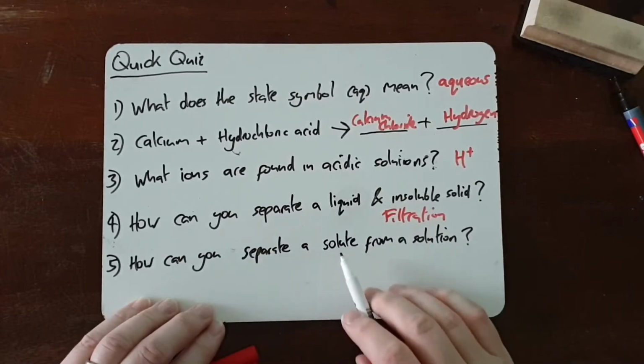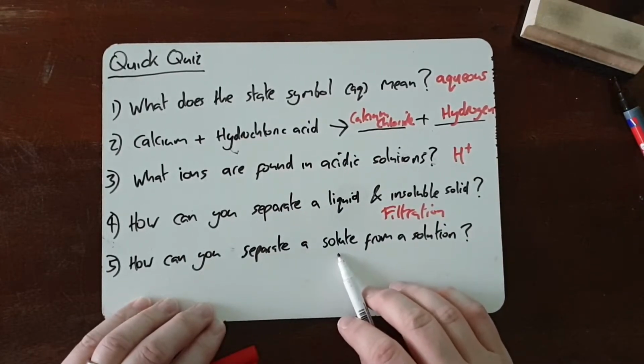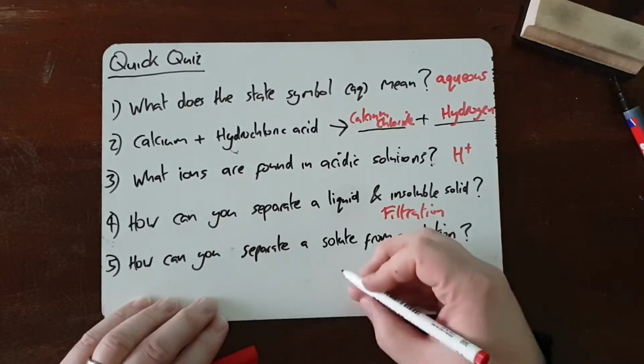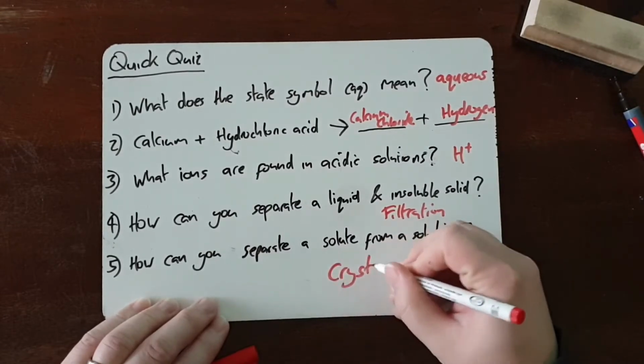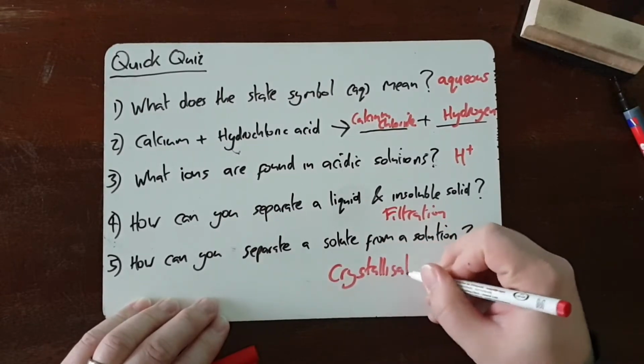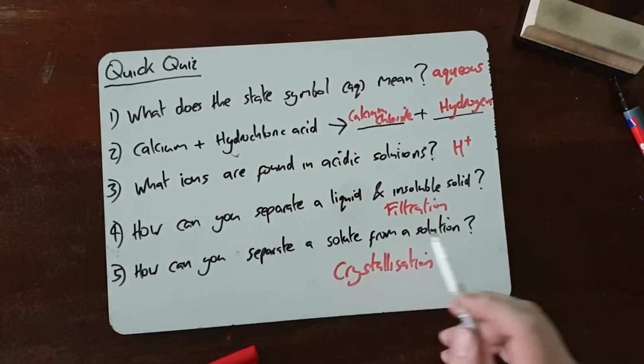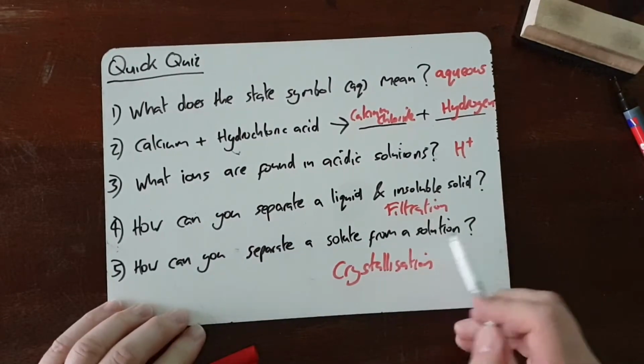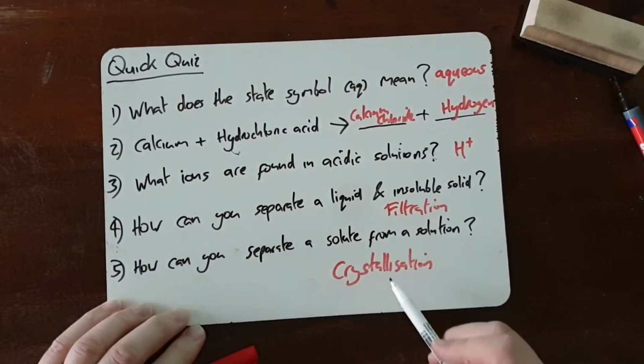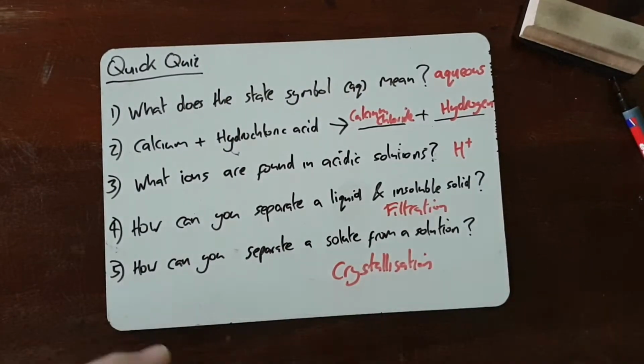And how can you separate a solute? A solute is something that is dissolved. So how do you separate a solute from a solution? So that would be crystallization. So you evaporate the solvent, the liquid part, and it leaves behind the solute as crystals.